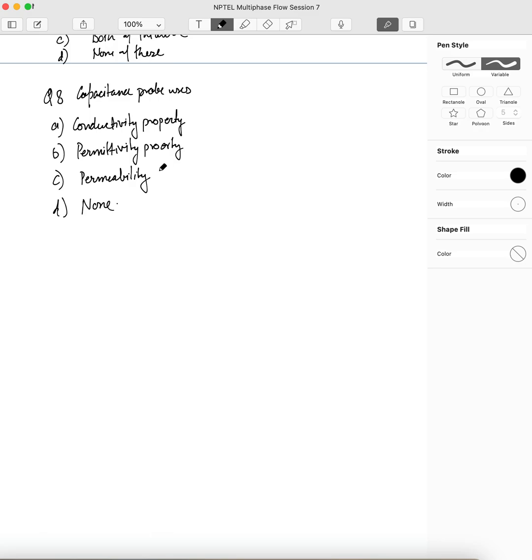So if you see, capacitance is based on the permittivity jump, the permittivity of the dielectric relative to the surrounding media. So basically capacitance is measured based on the permittivity. If you see the formula of capacitance itself, it has permittivity, epsilon naught epsilon into A by D. So conductivity and permeability should not be the option, so that's why the correct option is permittivity.